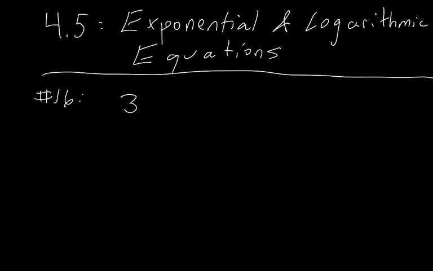It is 3 to the x over 14 equals 0.1. Now remember that one of our first steps is going to be to isolate the exponential in the equation. And we've already done that. So our next step is going to be to take a log on both sides. And since the base of the exponential is 3, we want to choose the base of the log to also be a 3.